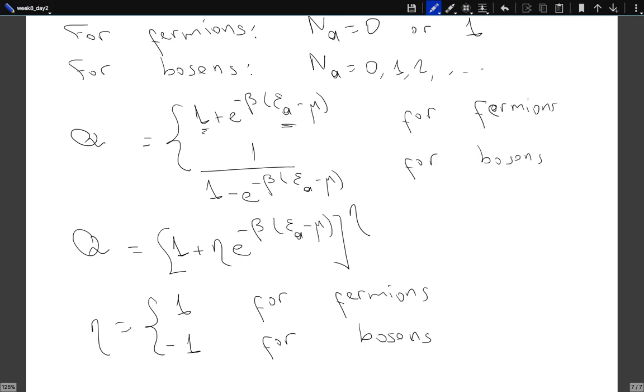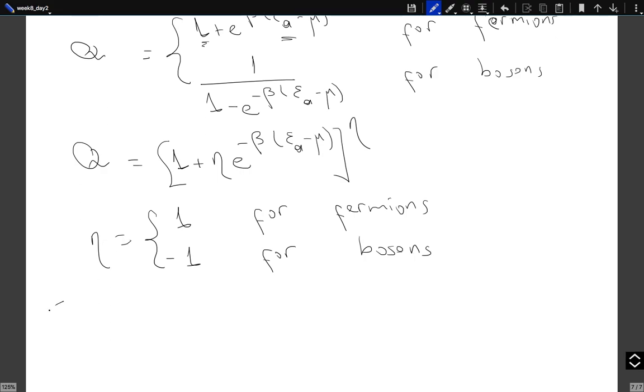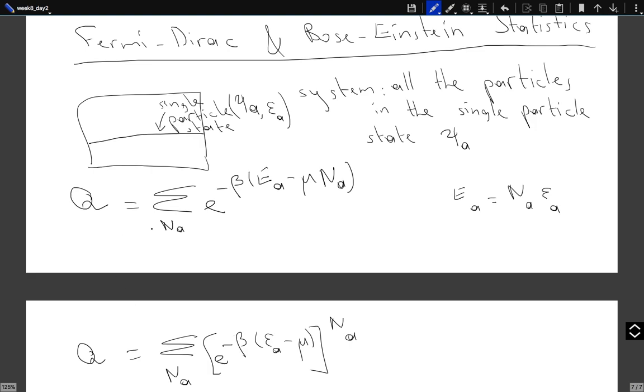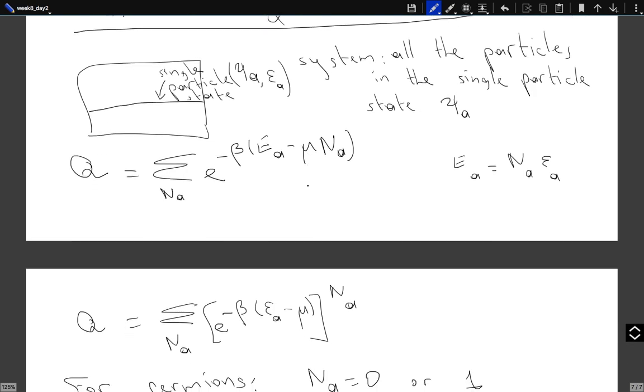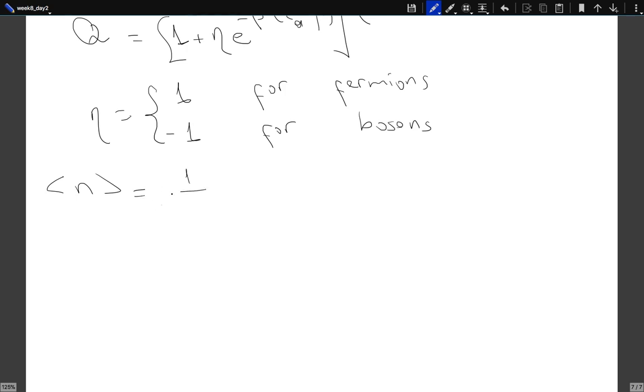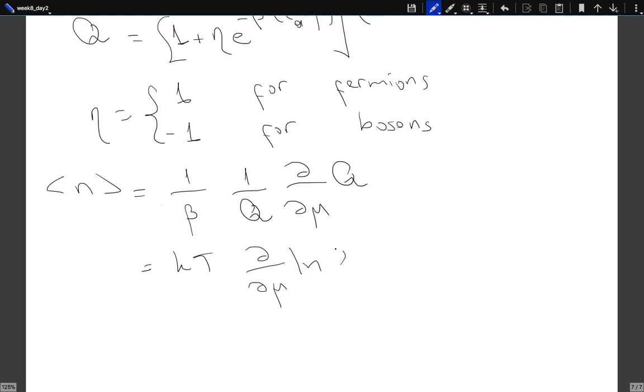So what's the average number of particles in my system? Well, if you remember, I want to bring a factor N_A to the front, so I need to take the derivative with respect to mu. And if I take the derivative with respect to mu, there is an additional factor beta. So I need to take the derivative with respect to mu and divide by beta and divide by Q. So this is 1 over beta, 1 over Q times the derivative with respect to mu of Q, or 1 over beta, kT, the derivative with respect to mu of the logarithm of Q at constant temperature, or beta.